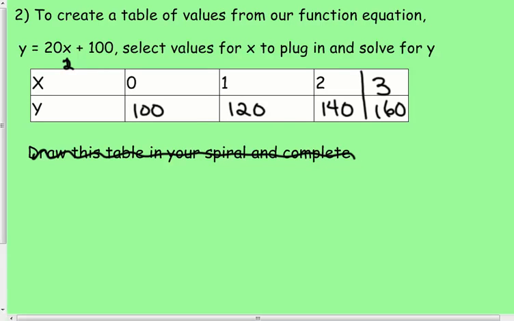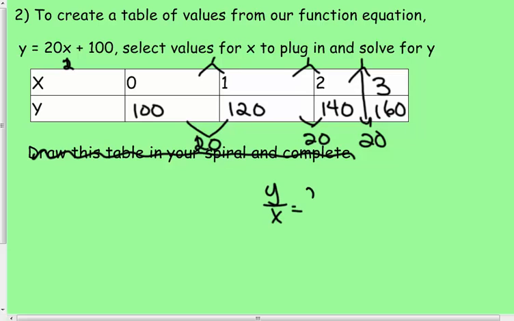And yes, you can see that my y values are going up by 20, while my x values are going up by 1. Y over x, my slope, 20 over 1. Yes, that makes sense.